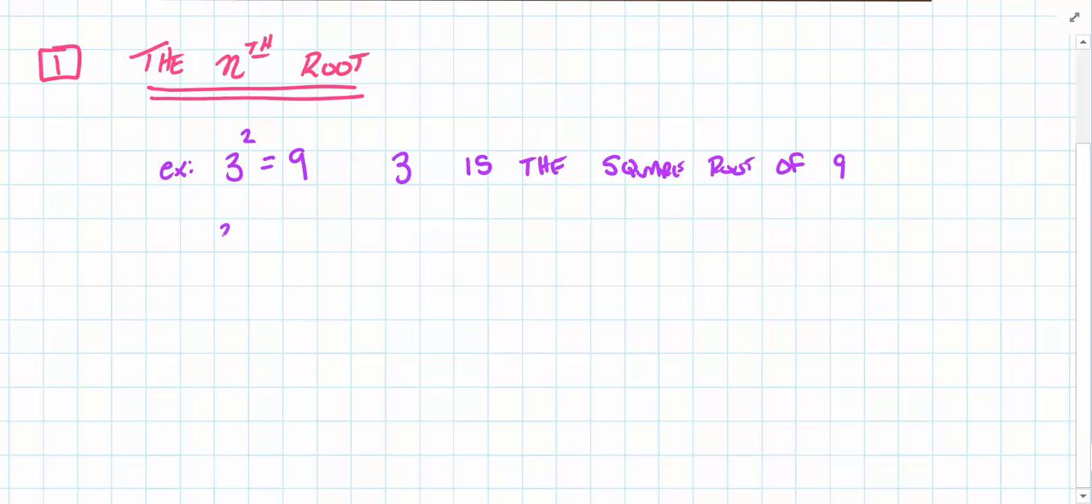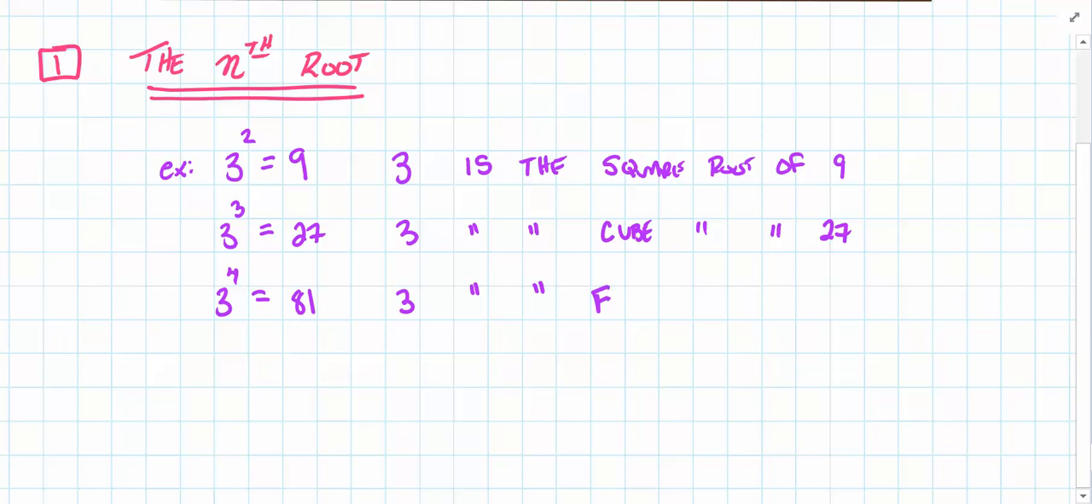Okay, so if I do 3 to the third, what do I get? I get 27. So 3 is the what? Cube root of what? Of 27. Good. If I do 3 to the fourth, what number is that, everybody? 81. So therefore, 3 is the fourth root of what number? 81.